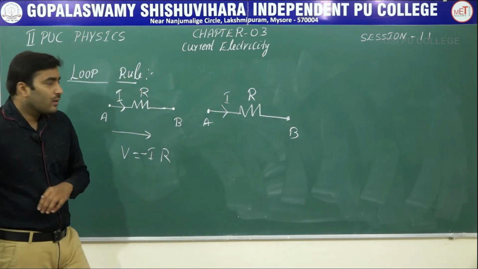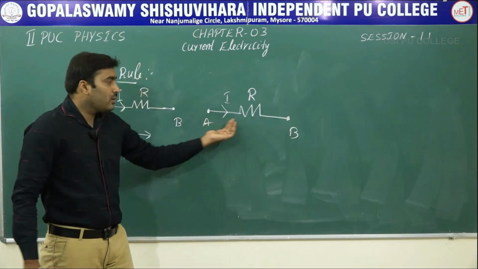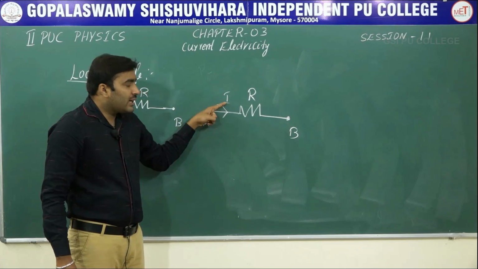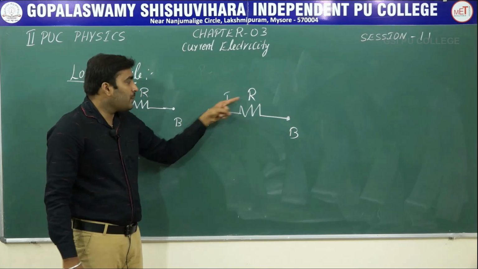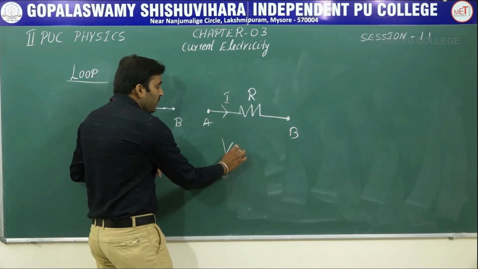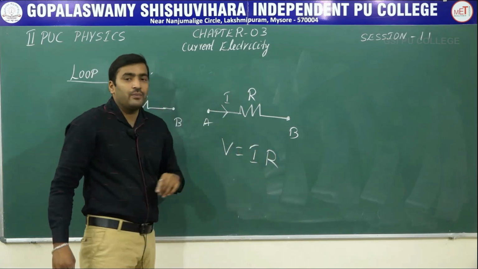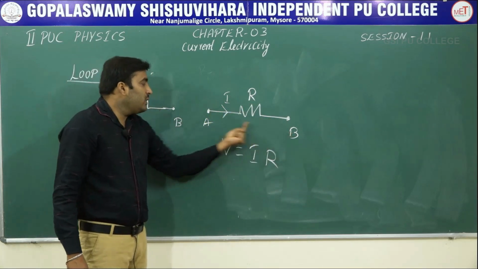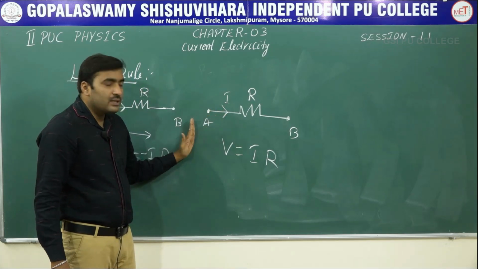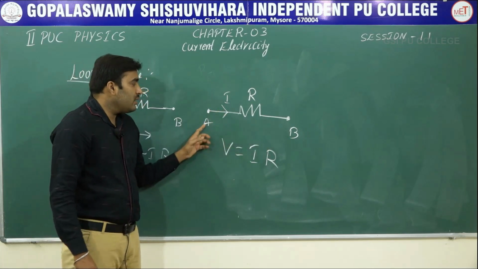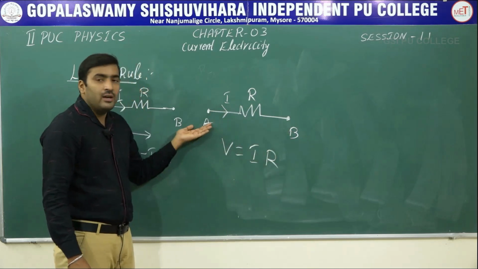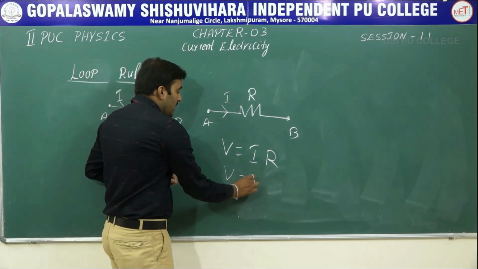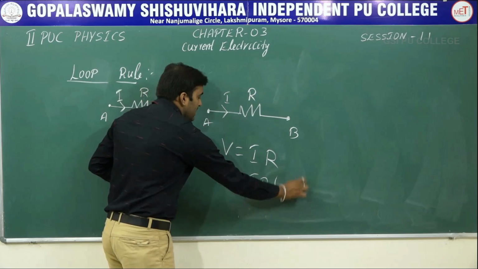So in a circuit, if I am going from B to A, the current direction is reversed, so the product of current and resistance, V is equal to I into R, is considered as positive, because when we move from B to A, the direction of current is reverse of this one. A to B is the direction of current, but we are moving from B to A. So in this case, the product of I into R is taken as positive.